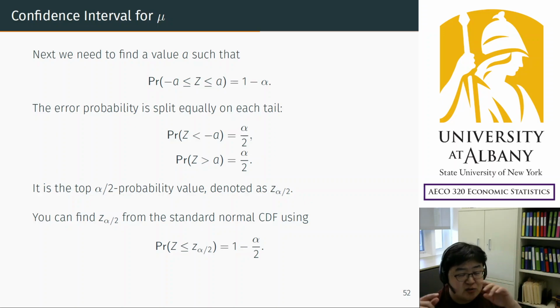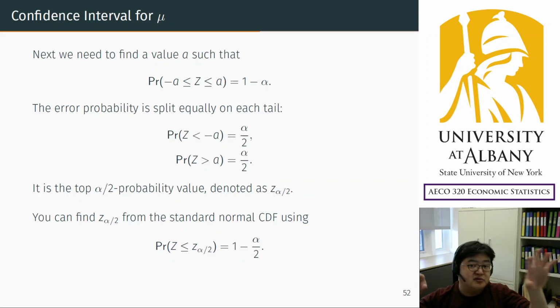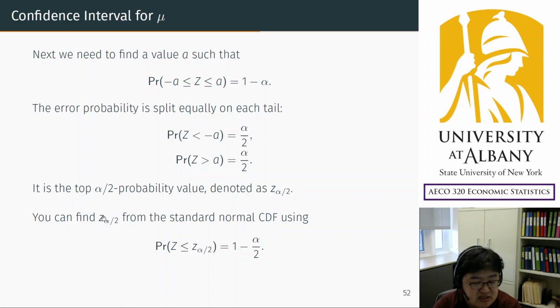So alpha is the total error probability, but half of the error probability must be put on each tail, on each side. So then the top alpha over 2 probability is this value. This value is the top alpha over 2 probability from the standard normal distribution, which we denote in this way: small z, lowercase z, subscript alpha over 2.